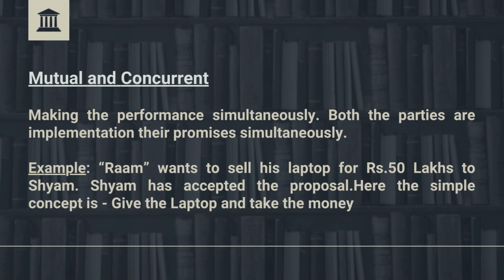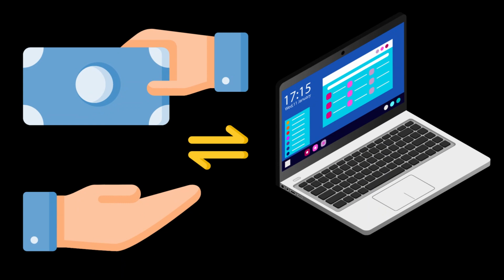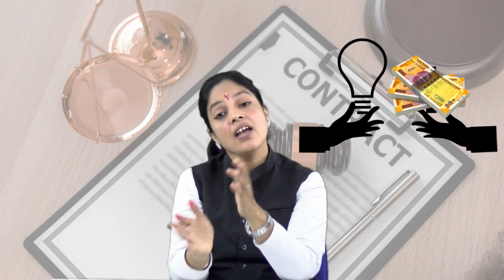Then comes mutual and concurrent reciprocal promises. It means making the performance simultaneously. Both the parties are making their promises, implementing their performance simultaneously. It means, you give me the laptop and I will give you the amount. With one hand you give the item, and with the other hand you take the money.